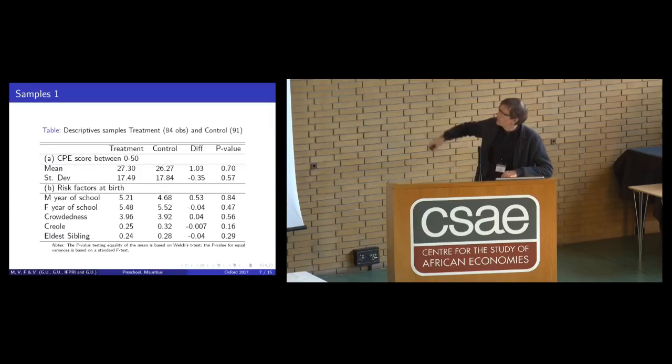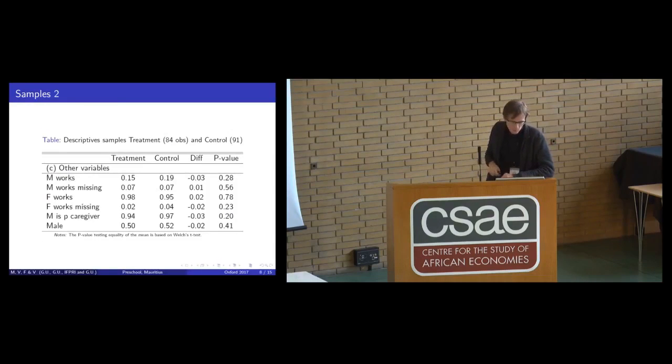So here you get the descriptive samples. Right? You can see that there is no difference between the treatment and the control group in terms of the mean score, right? This is similar to what Burke found. The standard deviation of this score is also virtually the same between treatment and control, okay? B, this is things that we call risk factors at birth. So these are things that were determined before the kid was born, basically, and these will be the things that we put into our regression at the end. But again, the important thing is that you see there's no difference, right, between the treatment and control group. In terms of other variables that we have, again, there is basically no difference between the treatment and control group.